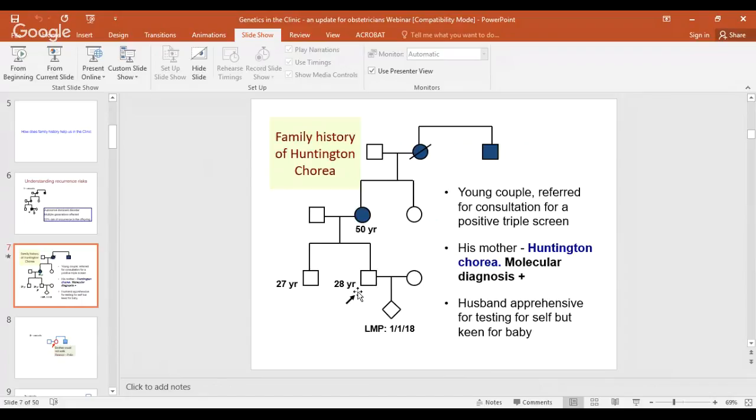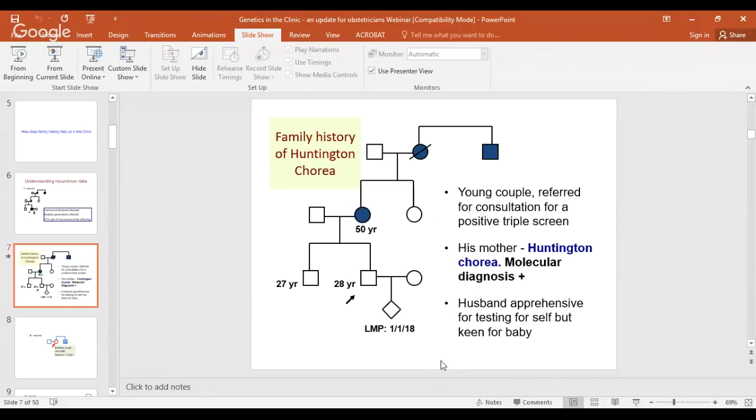But because he does not want testing, they request that the fetus may be tested directly to know whether this gene that is not functioning in the grandmother is there in this fetus or not. And this is possible as long as we have confirmed it in the lady here. So this is a common scenario.